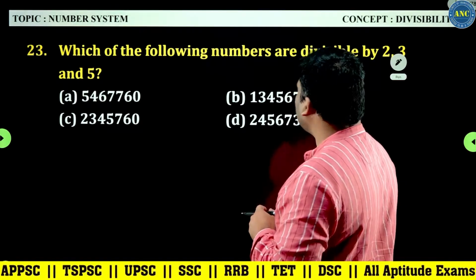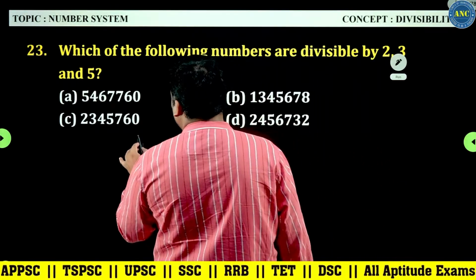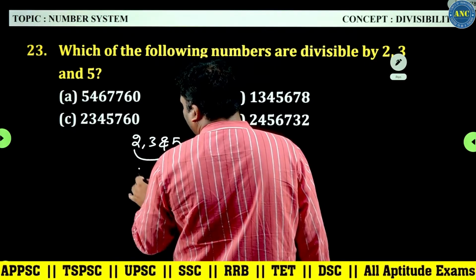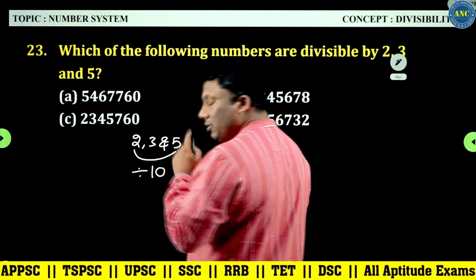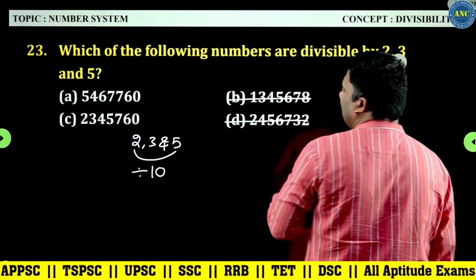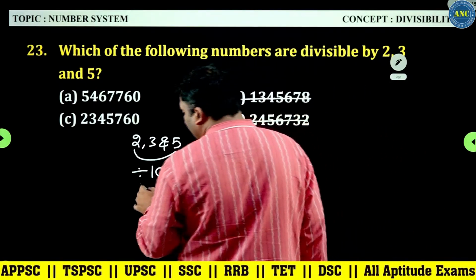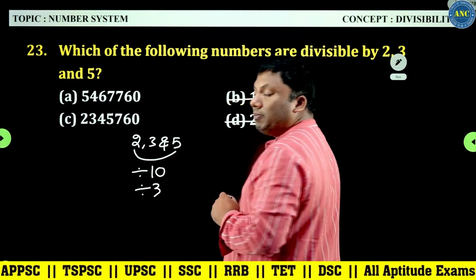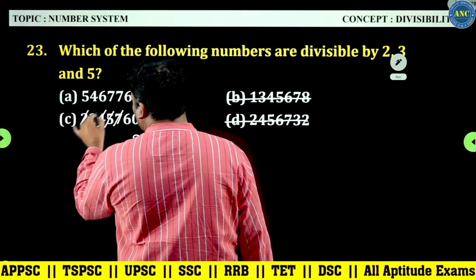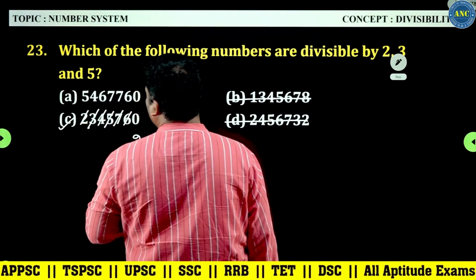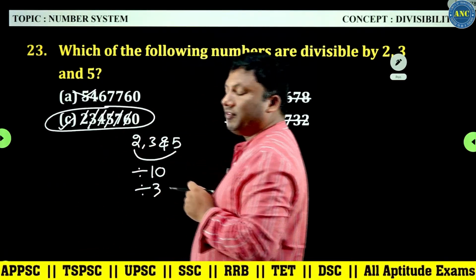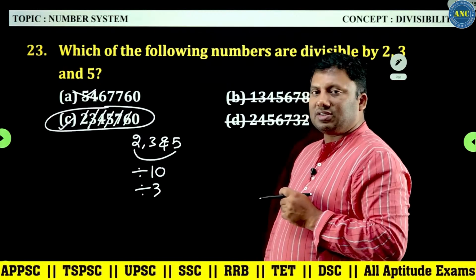Which of the following numbers are divisible by 2, 3 and 5? A number divisible by 2 and 5 should be divisible by 10. Any number divisible by 10 has unit digit 0. This is out and that is out. And the number should be divisible by 3, that means the sum of the digits should be divisible by 3. 5 plus 4, 9. 7 plus 2, 9. 6 plus 3, 9. It is divisible by 3. The other is not divisible by 3. The answer for this question is 2, 3, 4, 5, 7, 6, 0.